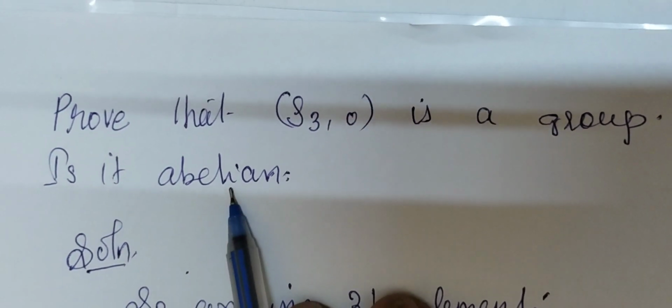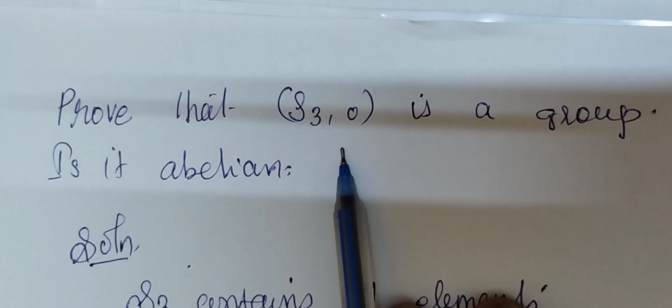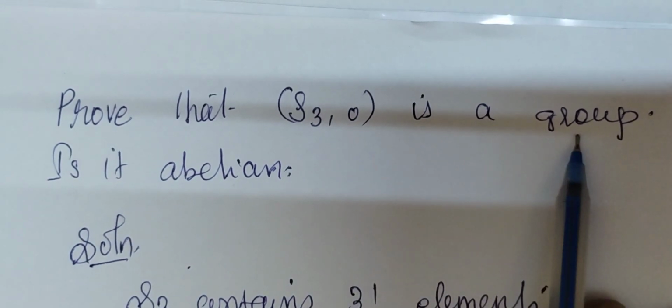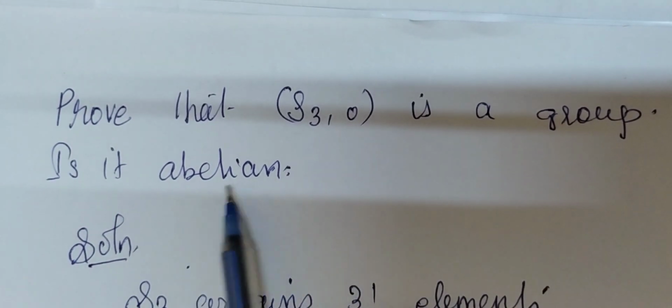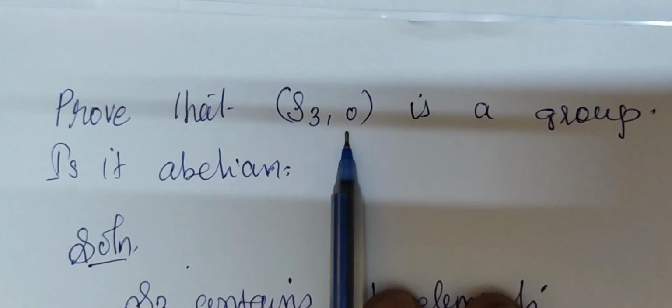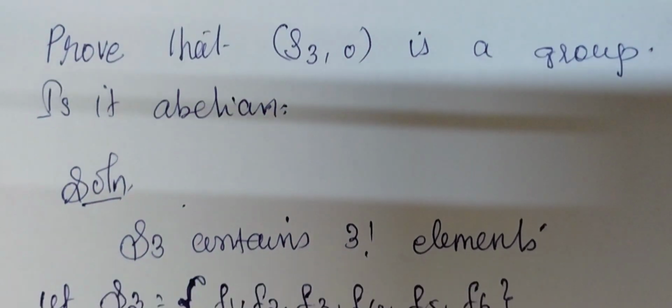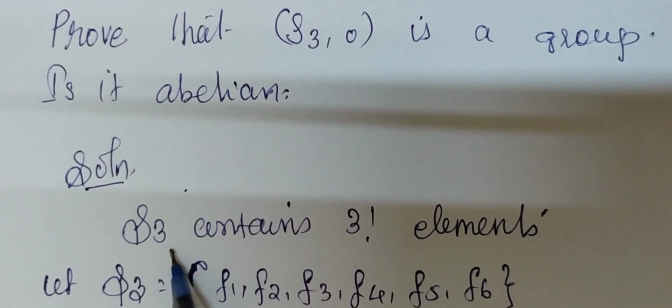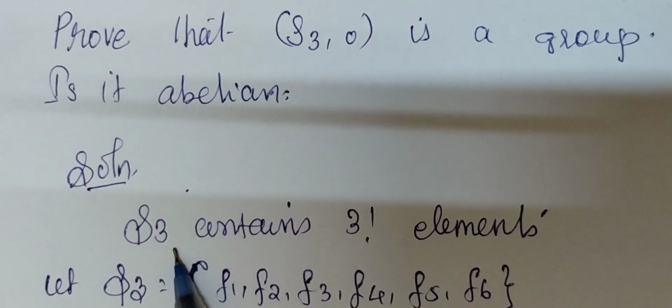Prove that S3 with composition is a group. Is it abelian? Under the operation that is composition. So what is S3? S3 is a symmetric group having 3 elements.